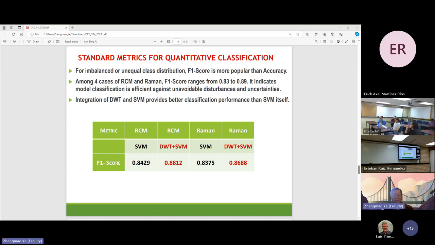Now we have four cases of RCM and Raman. The F1 score always ranges between 0.83 and 0.89. It indicates the model classification is efficient against the unavoidable disturbance and uncertainties. On the other hand, the integration of DWT and SVM will provide a better classification performance than the SVM itself.